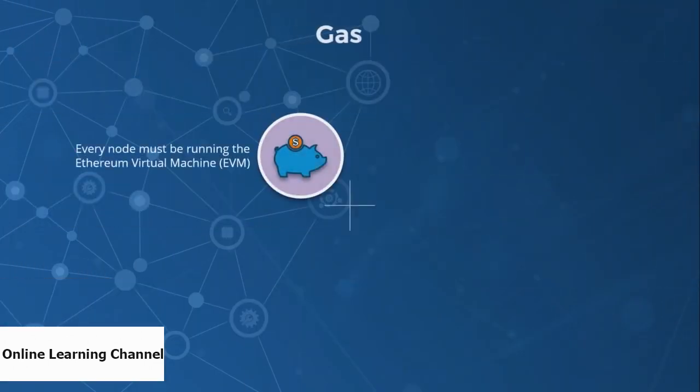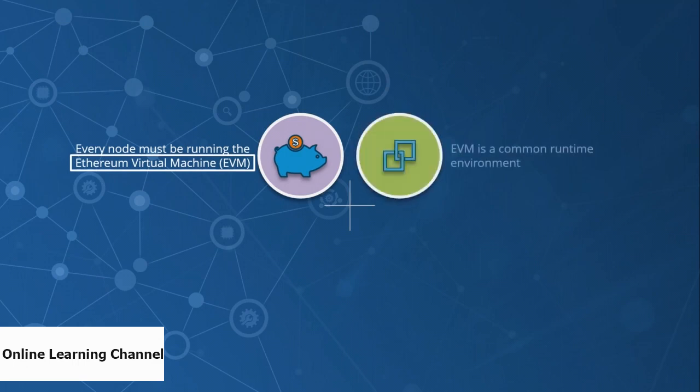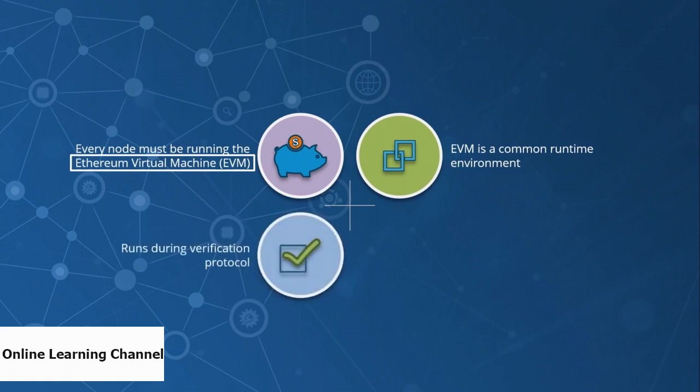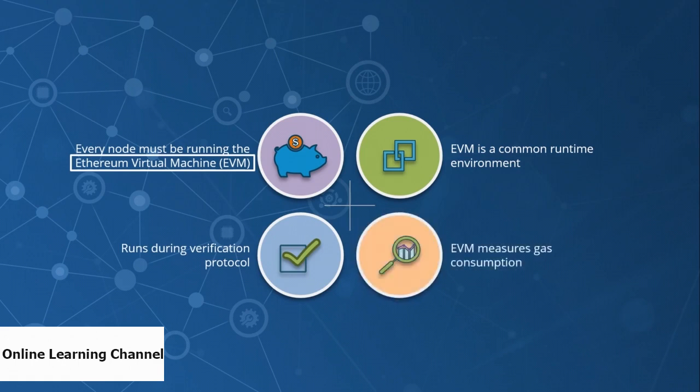So every mining node in the Ethereum network must run the Ethereum virtual machine, or EVM. The EVM, as we have touched upon, is a common runtime environment, and this is required in order to execute the code of a smart contract. This is something which is required during the verification stages of a transaction, and among other things, the EVM is able to make an estimate of how much gas will be consumed by a transaction.